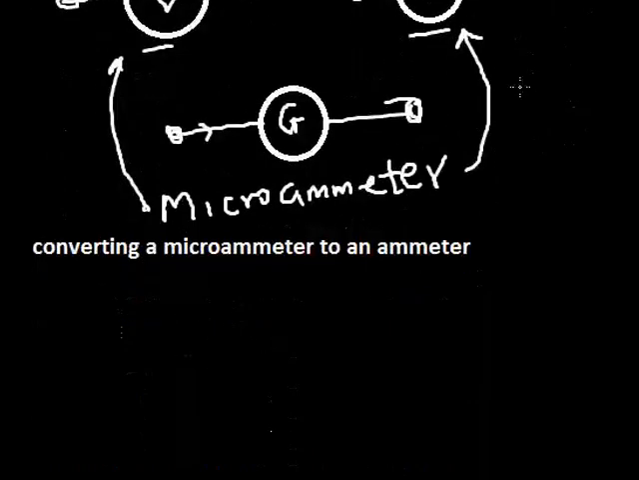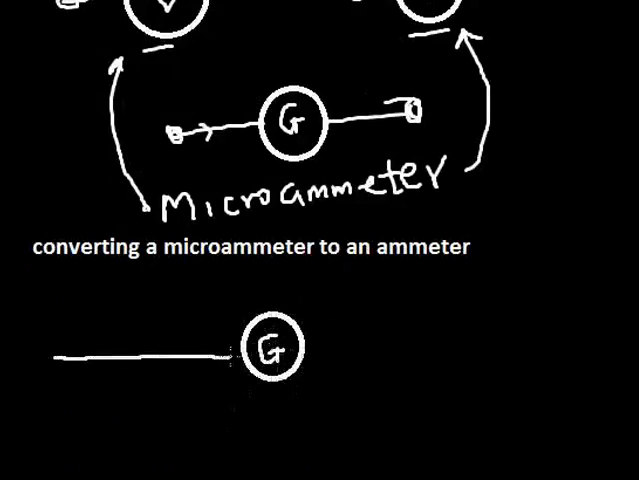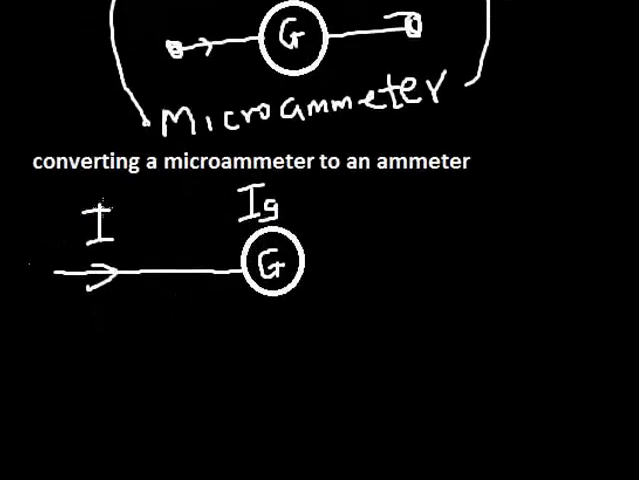So for me to do that conversion, look at what's going to happen. Let's say I use G to represent the microammeter. So I want to apply a current I that the galvanometer will measure. Because a microammeter can only measure a small amount of current, let me use IG. Call this IG, full scale deflection. That's the maximum current it can measure. If I apply this current to it, it will damage it. So I need to divert it.